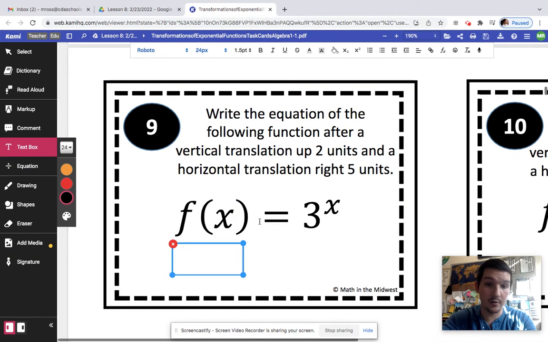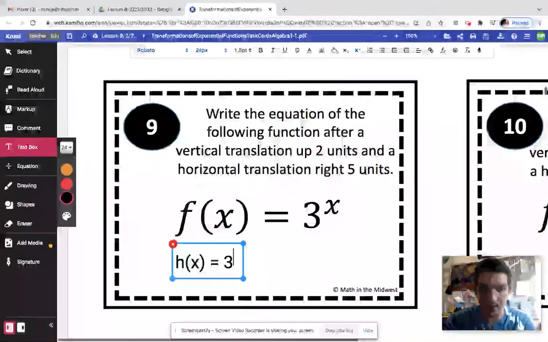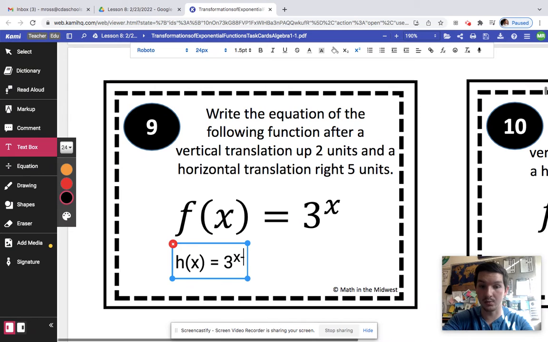9, it says write the equation of the following function after a vertical translation of up 2 units and a horizontal translation of right 5. So in reality, we just have 2 here. So again, start with any letter besides f, equals, okay, so 3 stays. Let's get our power in there. So x, and it says in a horizontal translation, right 5. So we'll actually subtract 5, okay? And then bring it out of that exponential form. And it says vertical translation of up 2. So we're going to add 2. In reality, we're just doing 2 transformations in one equation.